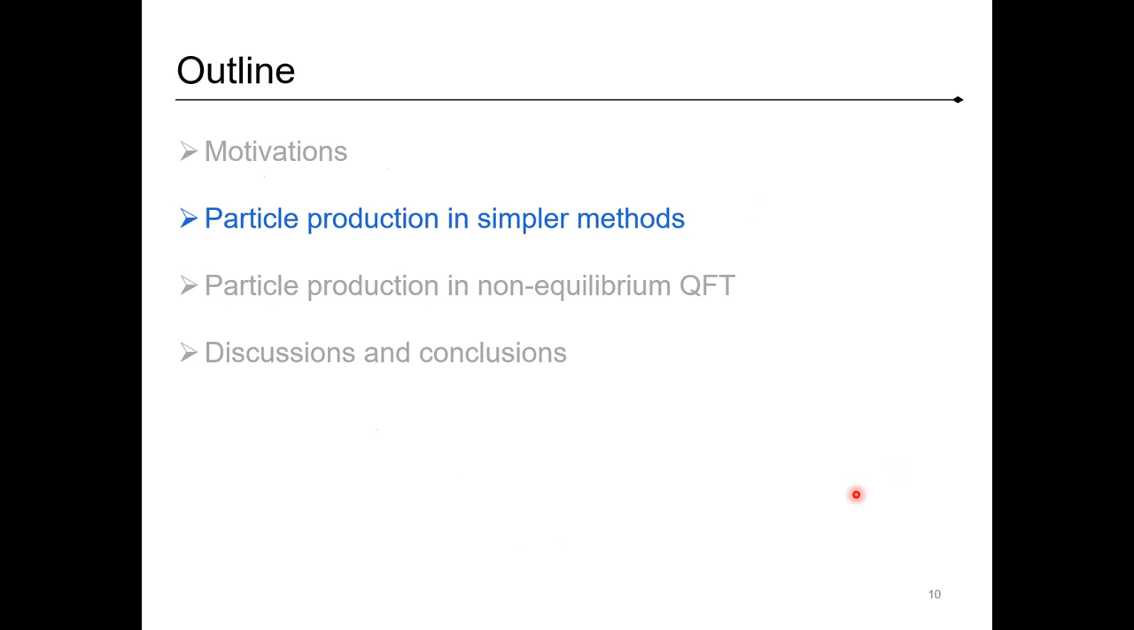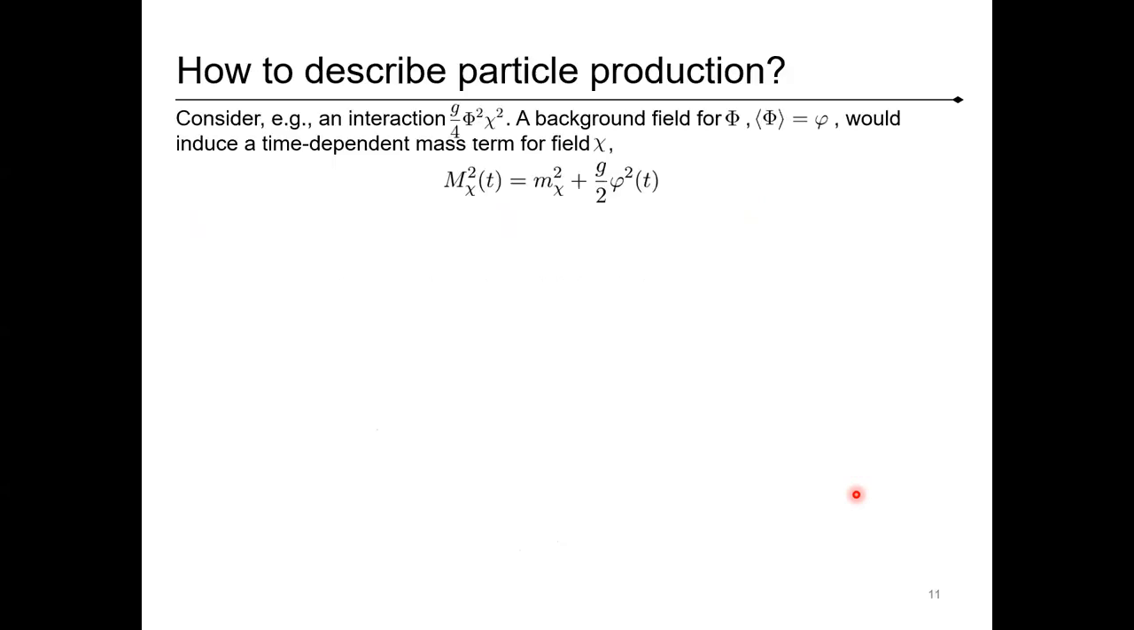Now, let us review particle production in simple methods. For example, suppose we consider an interaction, a very normal one, between two scalars, phi and chi. And suppose the background phi has a non-vanishing one-point function. By one-point function, I mean the expectation value of phi. It's not the real vacuum because sometimes we consider the case of finite temperature. I call this background phi, although it is sometimes also pronounced phi, to distinguish the background from the other field.